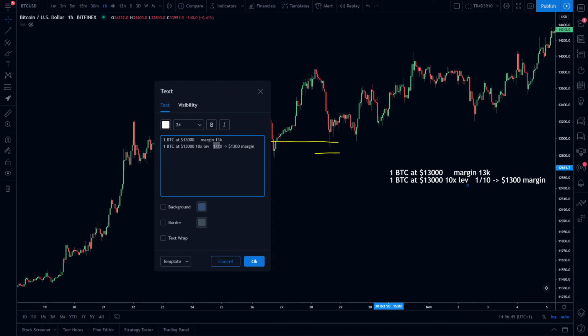The leverage will impact the margin requirement. You're basically loaning the rest of this amount. So you're putting in 1,300 and the rest, 11.7K, you're basically loaning from an exchange.